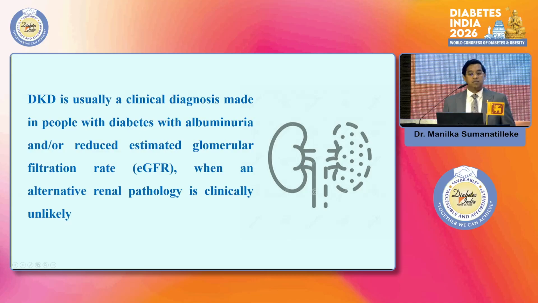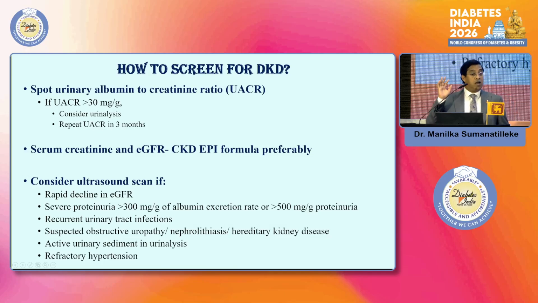What do you mean by diabetic kidney disease? The clinical diagnosis is mainly in people with diabetes with albuminuria or reduced estimated GFR. It's very simple. When an alternative renal pathology is clinically unlikely, you don't have to do renal biopsies or lots of testing or even ultrasound scanning to diagnose diabetic kidney disease. So it's simple: I would suggest a urine full report and a urine microalbumin or an ACR, whatever you do in your clinic.